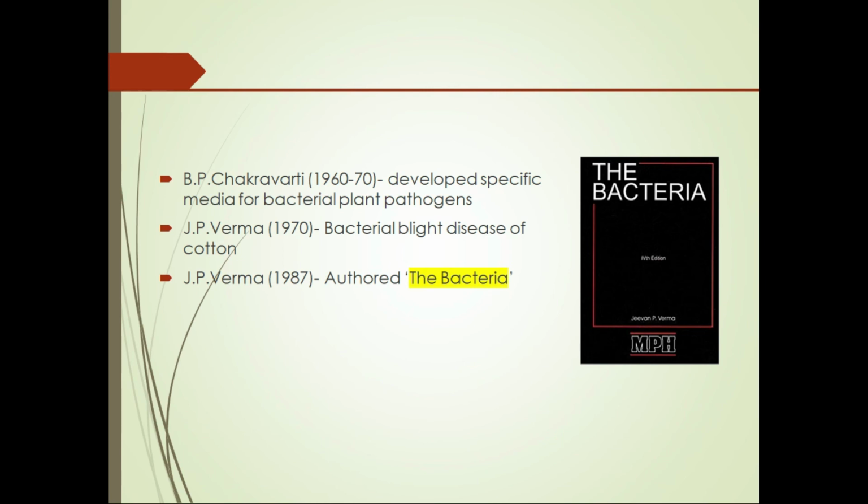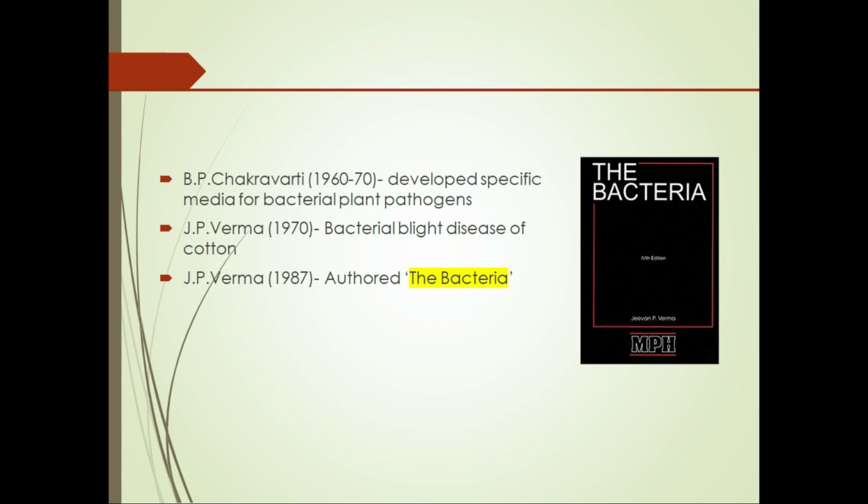Then J.P. Verma, in the year 1970 and for many years, studied bacterial blight disease of cotton. His one significant work was the book called The Bacteria, which was published in the year 1987. This book is rich with lots of information on bacteria, basic information, and also the applied aspects of bacteria in general and also plant pathogenic bacteria. So, this book is quite important, and I also suggest you read the book in the list of books to be referred.